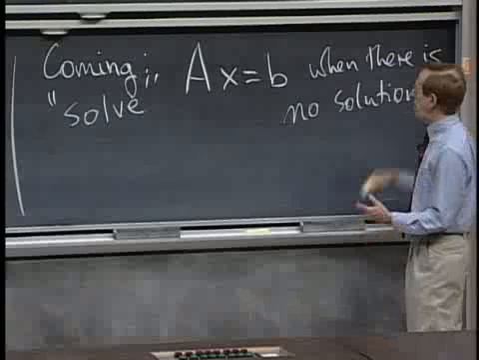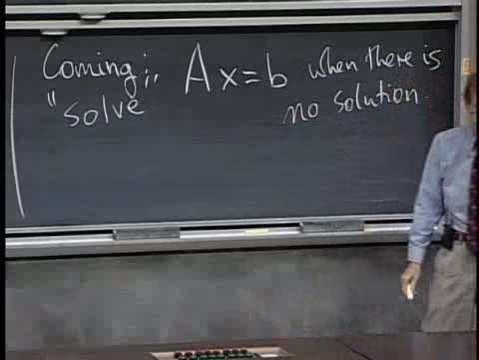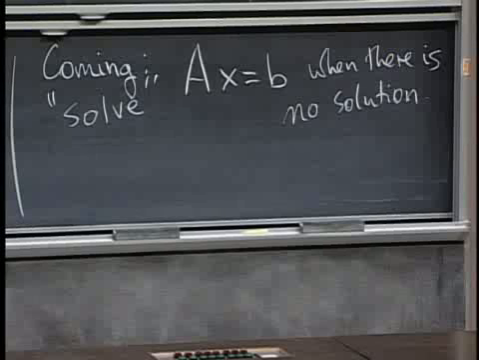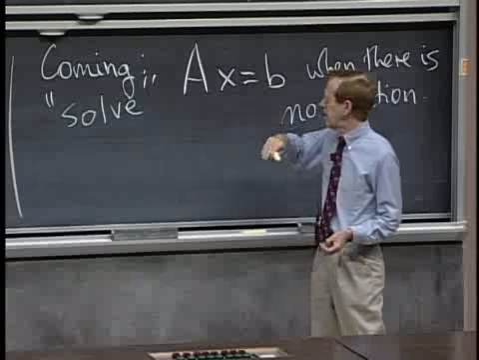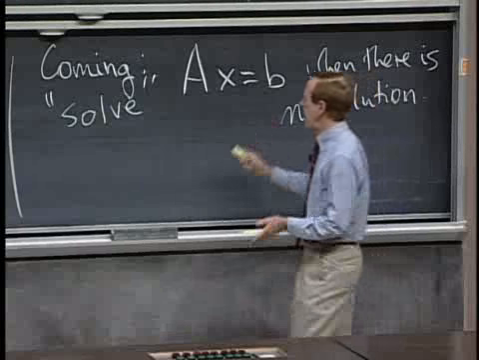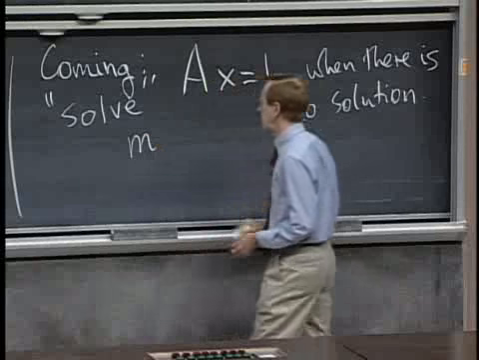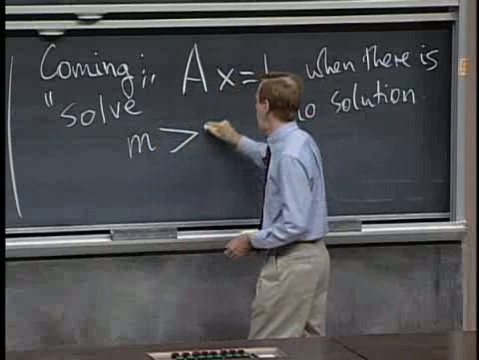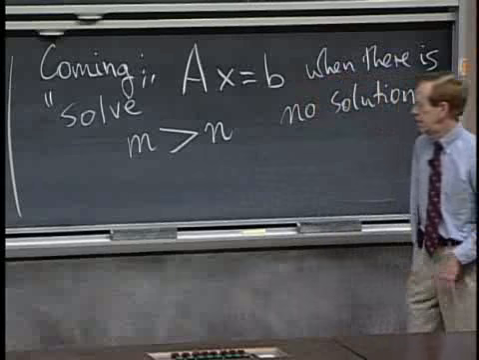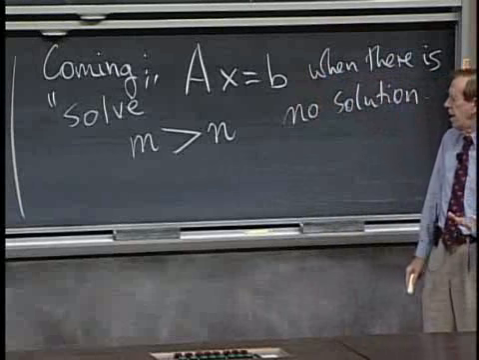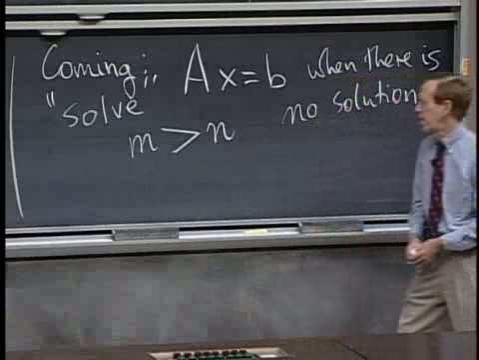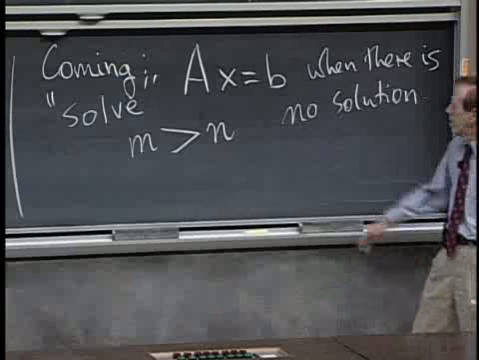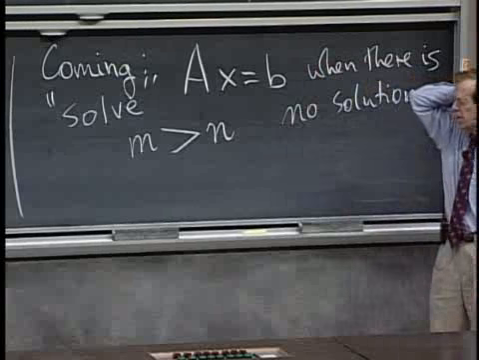And of course, what does that mean? B isn't in the column space. And it's quite typical if this matrix A is rectangular, maybe I have m equations, and that's bigger than the number of unknowns, then for sure the rank is not m. The rank couldn't be m now. So there will be a lot of right-hand sides with no solution.